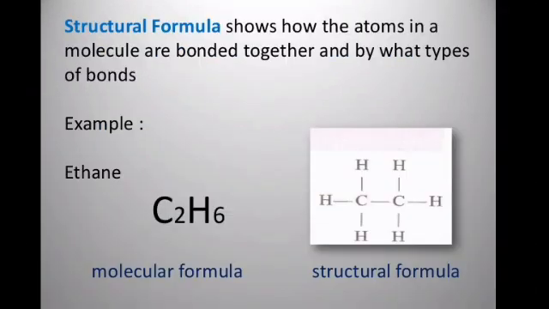Structural formula. The structural formula shows how the atoms in a molecule are bonded together and by what types of bonds. For example, we have a two carbon alkane, that is ethane. Its molecular formula is C2H6 and its structural formula is: two carbons connected via a single bond, and each carbon is connected to three hydrogen atoms, and as such it forms C2H6, that is the structural formula of ethane.